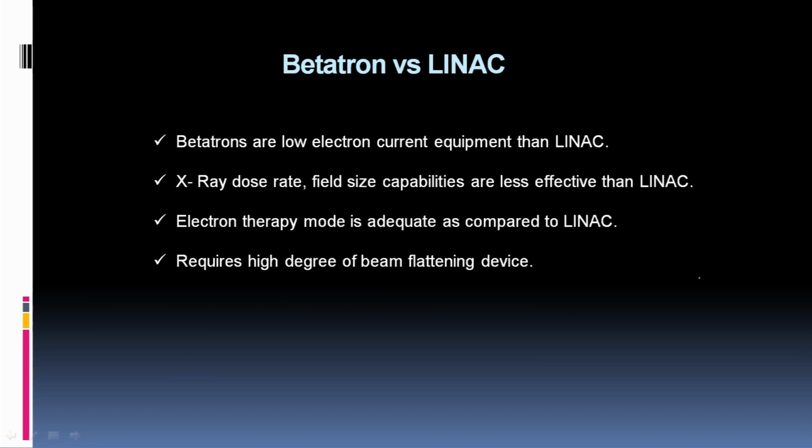If we compare the linear accelerator versus Betatron, Betatron has some limitations. Betatrons are low current equipment compared to the linear accelerator, so X-ray dose rate and field size capabilities are less effective than LINAC. In some cases they are even less effective than cobalt, as per the X-ray dose rate and field size capability, because in Betatron we are not able to treat a very small target volume.